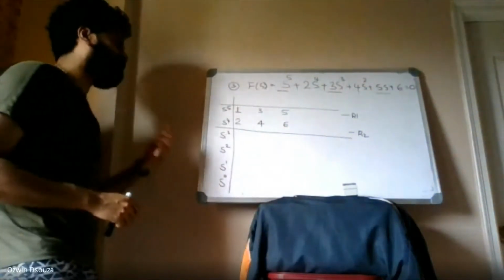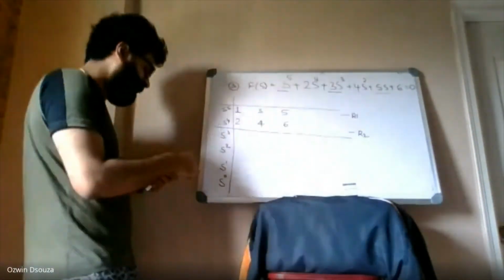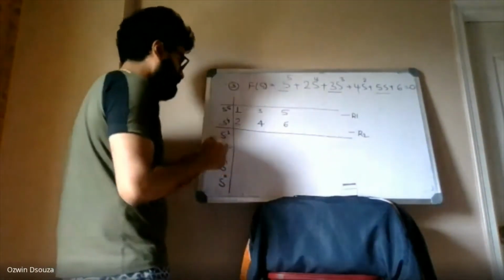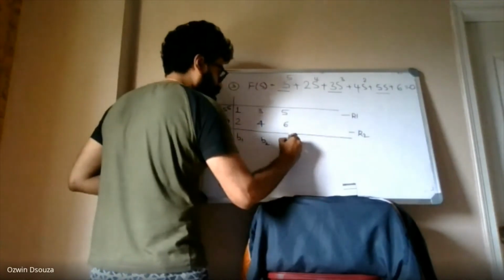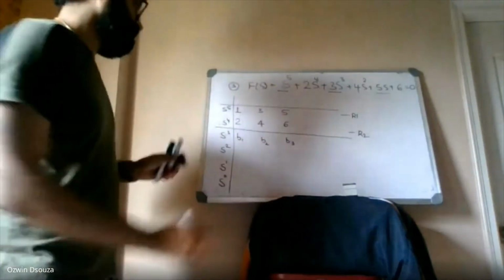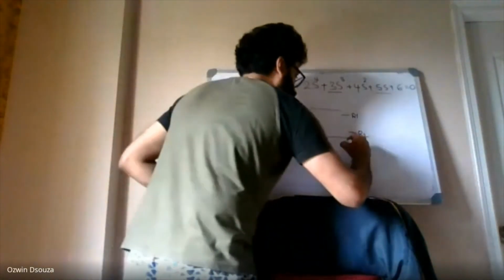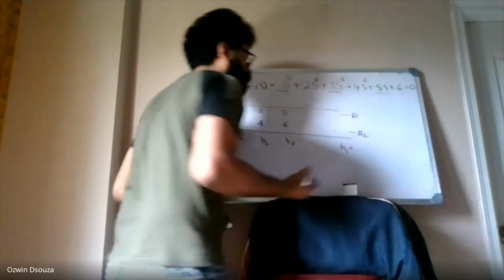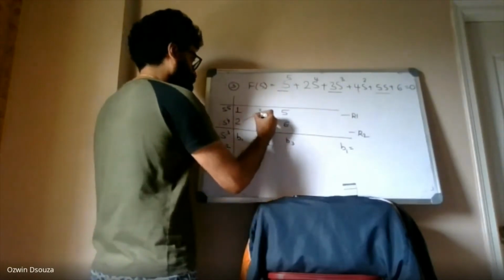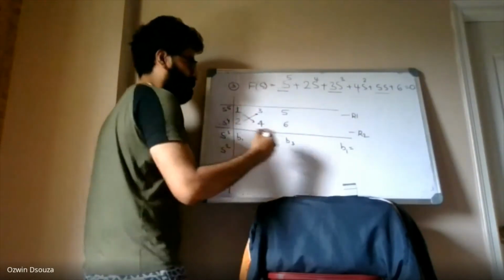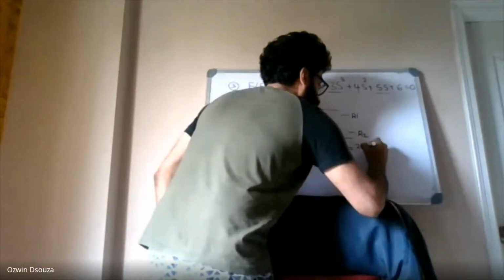Now you start filling up row 3 elements. So for row 3 elements, I'll just write some B1, some B2, and some B3. And what is B1, B2, B3? Let me write it separately. So first let me write B1. What is B1? Can anyone tell me? So this element B1 is nothing but 2 into 3 minus 1 into 4, divided by 2.